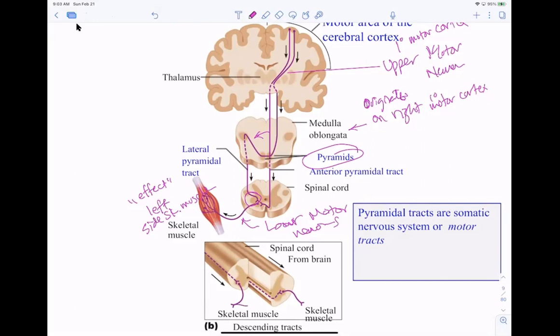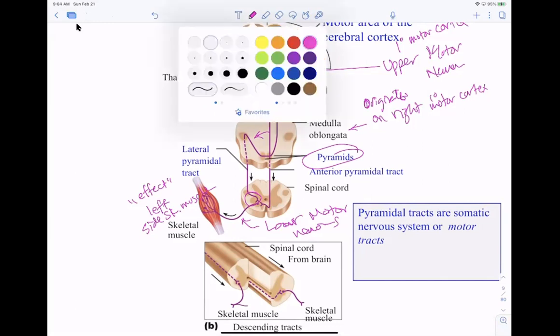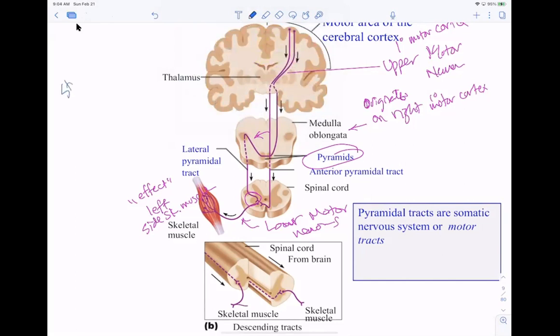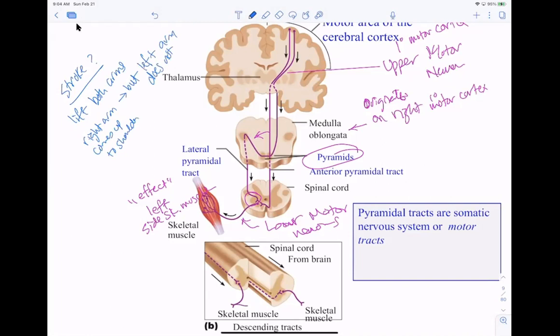Wait, and I forgot if I said, so let me write this down. Because I was like, did I say right? Did I say left? Okay, so stroke, right? Someone have a stroke. So if you were to ask lift both arms and right arm comes up to shoulder, but left arm does not. You're asking them to control a skeletal muscle. And remember, it's originating in the primary motor cortex of the frontal lobe.